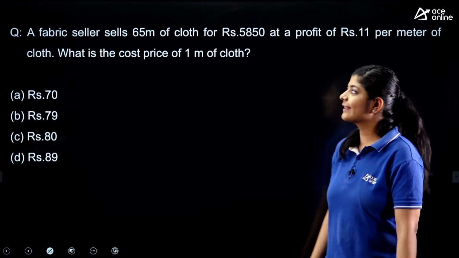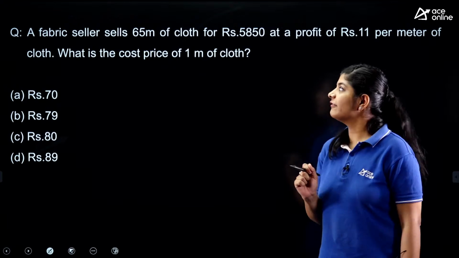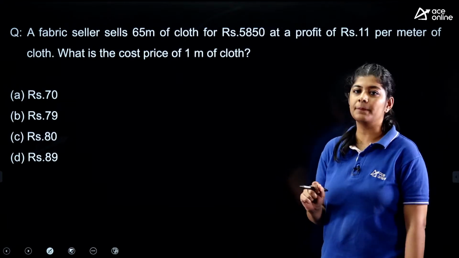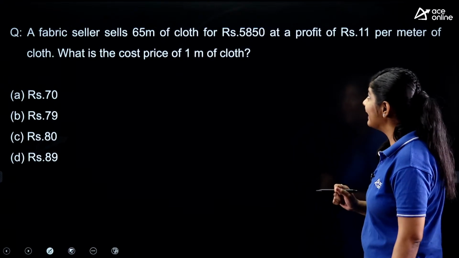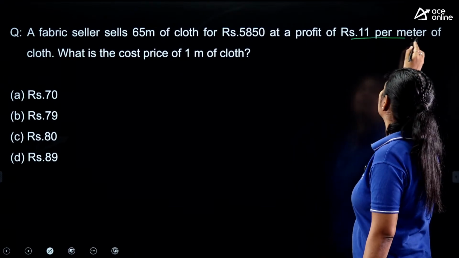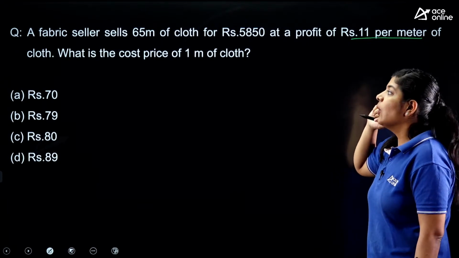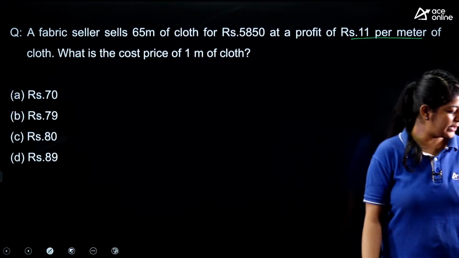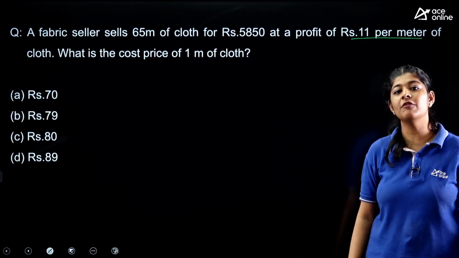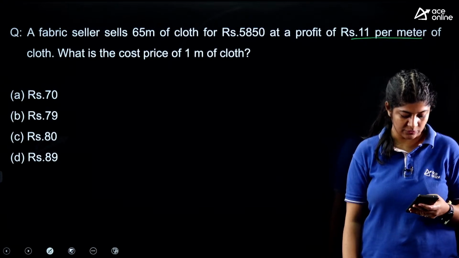The question says that a fabric seller sells 65 meters of cloth for rupees 5,850 at a profit of 11 rupees per meter of cloth. What is the cost price of 1 meter of the cloth? We need to figure out the cost price of 1 meter of cloth.